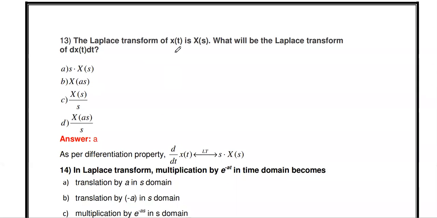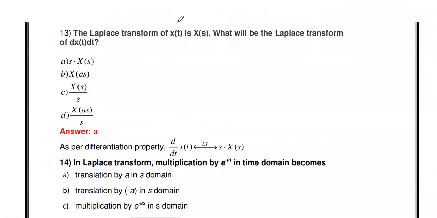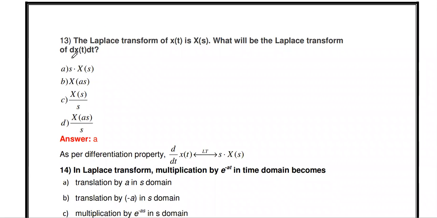Then the Laplace transform of x of t is X of s. Then what will be the Laplace transform of dx of t divided by dt? That is a differentiation of the particular signal. As per the differentiation property, which plays a very important role in the analysis of systems, the answer is s into X of s.